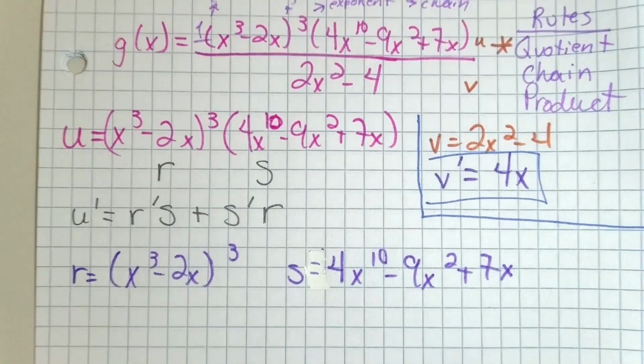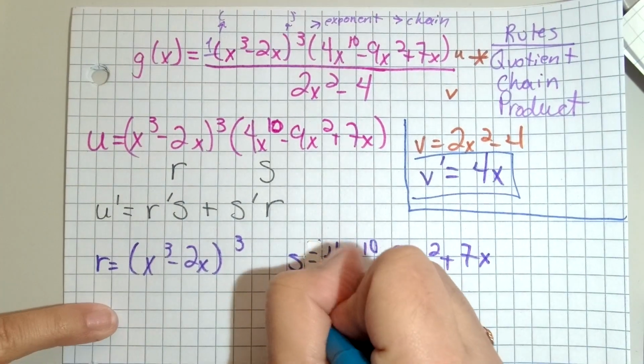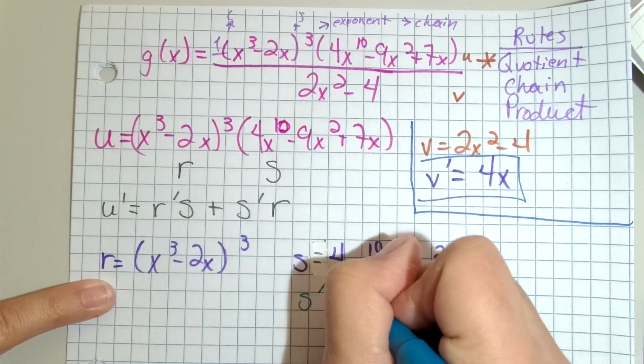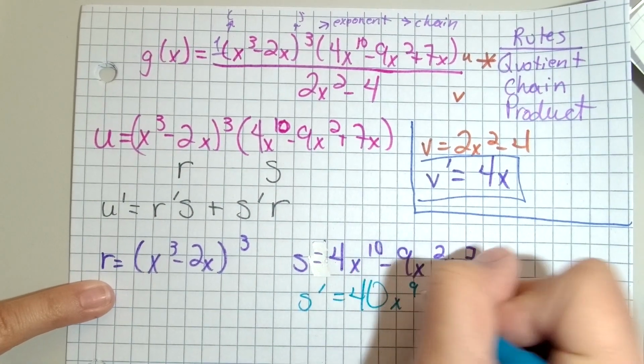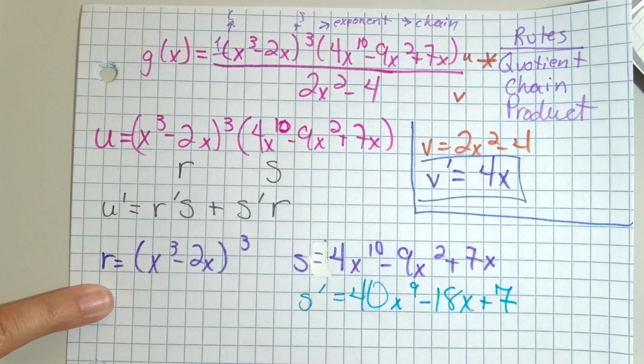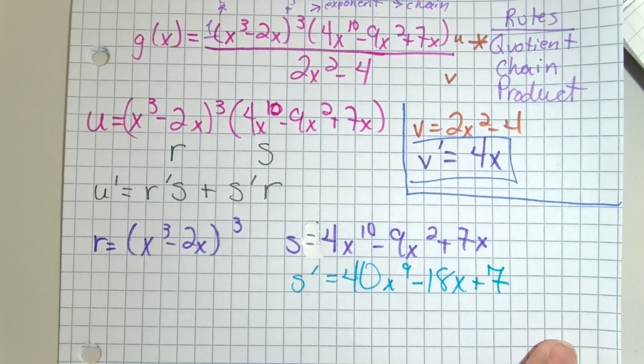Again, be organized. I'm going to do S prime first because it is just power rule. So that gives me 40x to the 9th minus 18x plus 7. Questions?